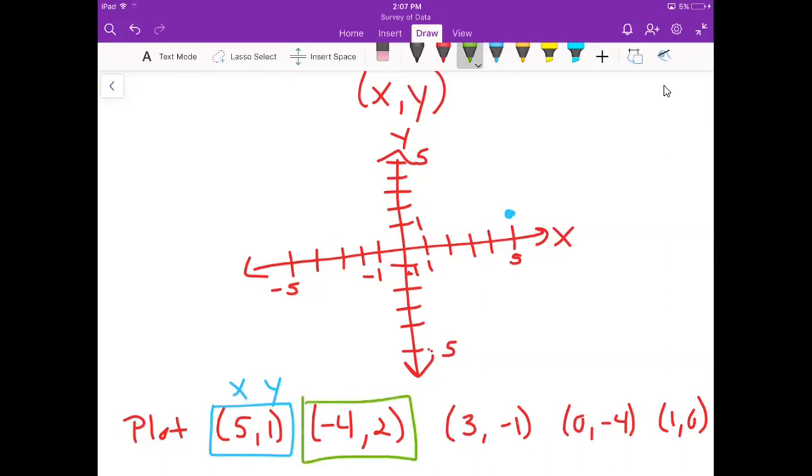Negative 4, 2. X and then Y. That means I need to go negative 4 in the X direction. To go negative 4 in the X direction, you go left 4, and then 2 in the Y direction means up 2. So go left 4 and up 2, and you should end up here where the green point is.